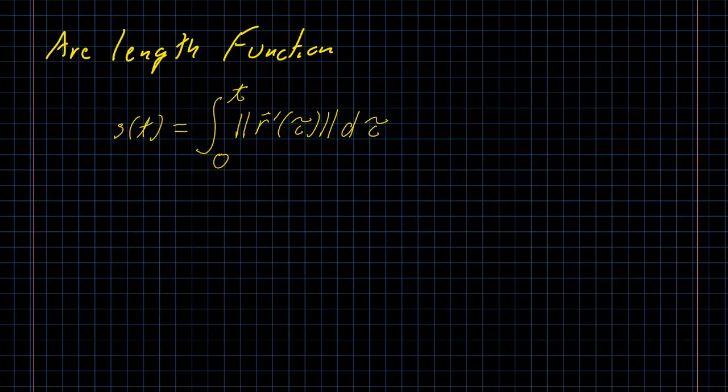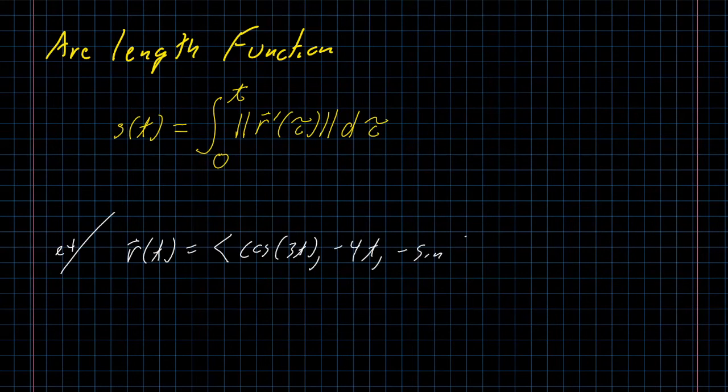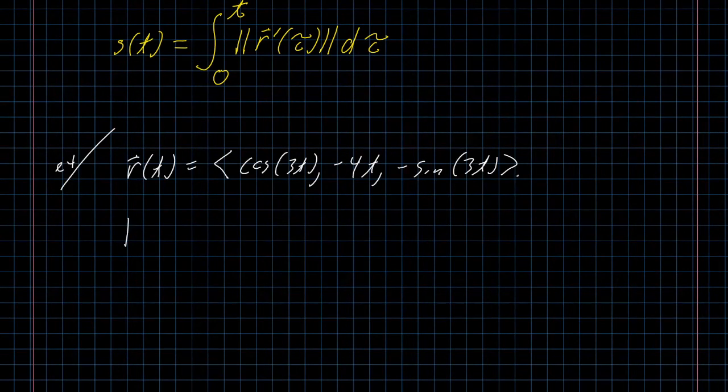All right, so going back to the same curve that we had just been looking at, we had r of t in component form. It was cosine of 3t, negative 4t, negative sine of 3t. We had it in unit vector form before, but we can write it in component form, and we know it means the same thing. And we still know that the magnitude of r prime of t is 5, right? We've already done that calculation. We don't have to do it again.